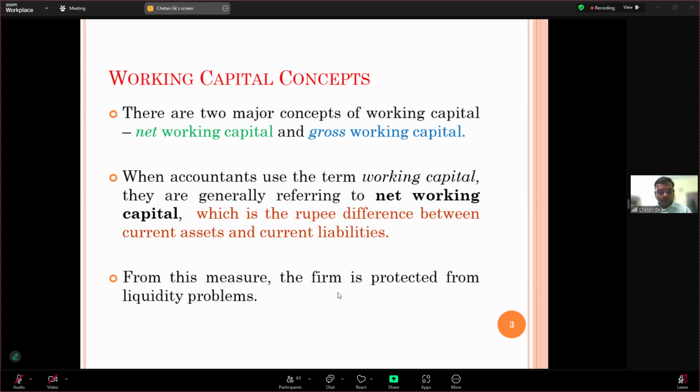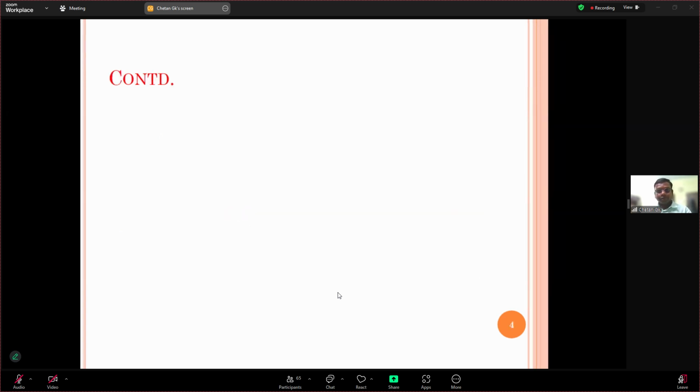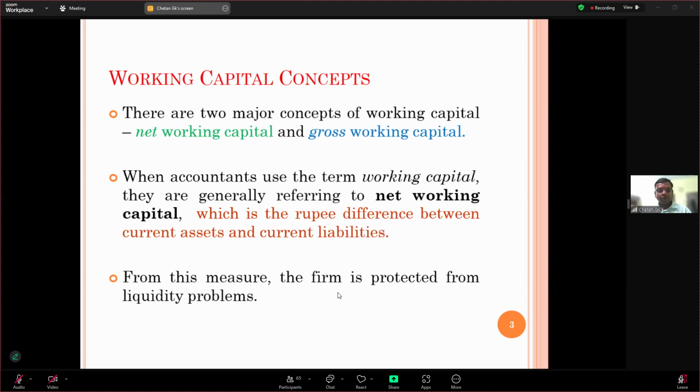So from this measure, the firm is protected from liquidity problems. If the current liabilities are more than the current assets, the company will have a short-term liquidity crisis, which is not a good sign for the company's short-term prospects. I'm saying current assets should be more than the current liabilities. That is going to be a good sign. It's something like you have so much liabilities and you have only a few amounts of cash.